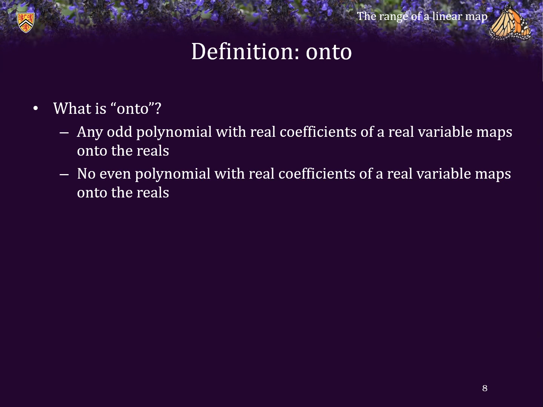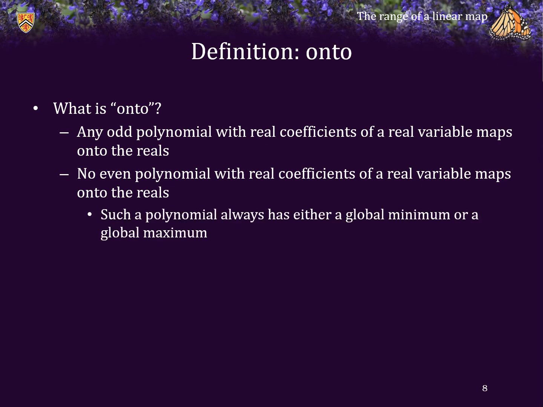On the other hand, no even polynomial with real coefficients of a real variable maps onto the reals. Even polynomials have always a range that is a strict subset of the real numbers. This is because such a polynomial is guaranteed to have either a global minimum or a global maximum, and so nothing is mapped beyond such an extreme point.